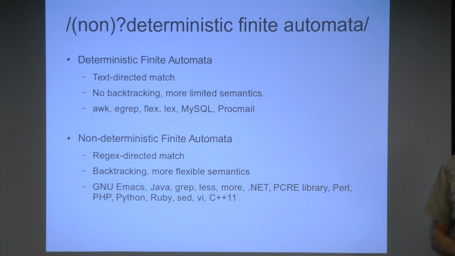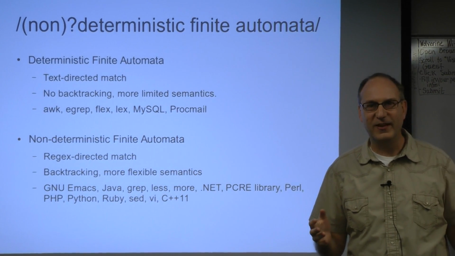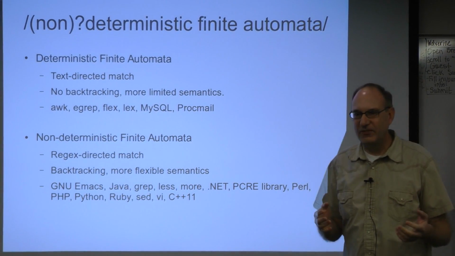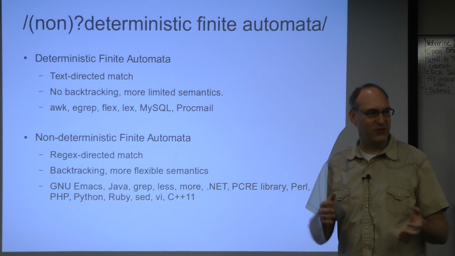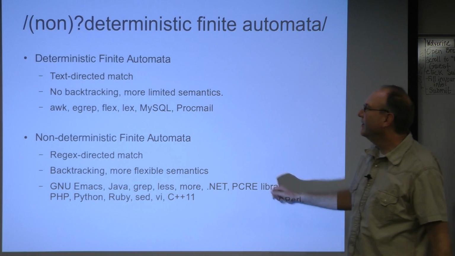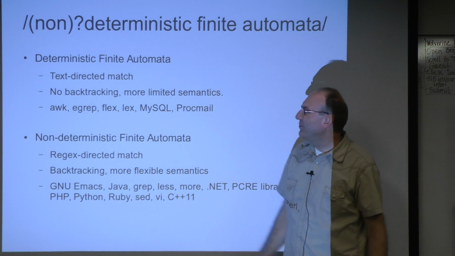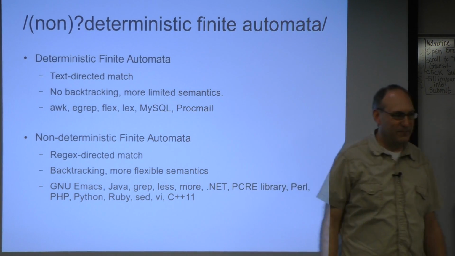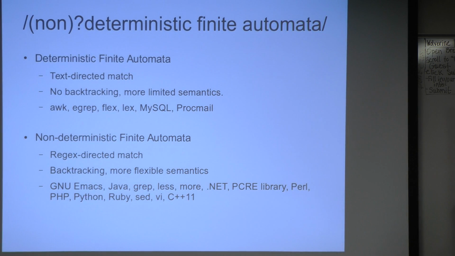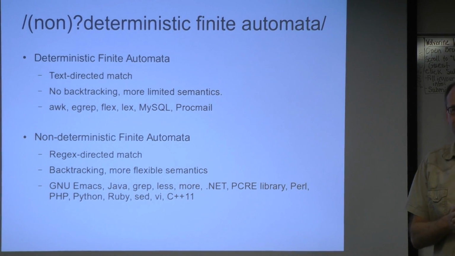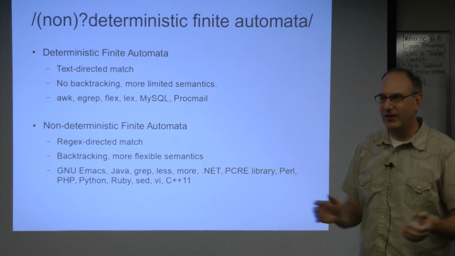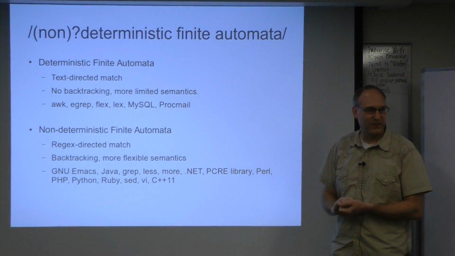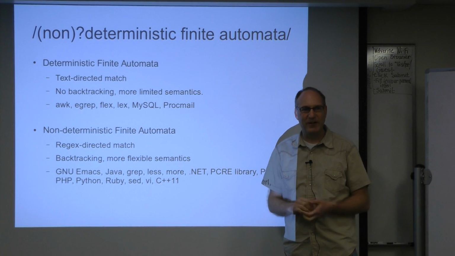The regular expression engine falls into one of two categories, and we're going to use these categories or these terms fairly loosely because, strictly speaking, it's hard to find a pure NFA implementation or a pure DFA implementation. Deterministic finite automata, probably the easiest way to explain it is that it's a text-directed match. At any given point, it's the engine's job to know where it is within the string and to know what all of the remaining possibilities are from that point forward.